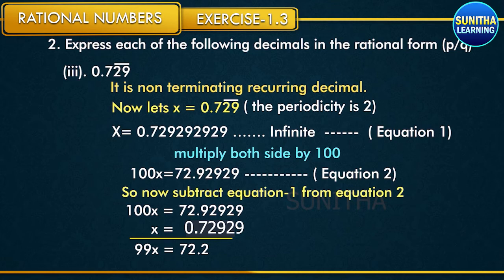So 100x minus x is 99x. So 99x is equal to 72.2. Then x is equal to what happened? 72.2 by 99. So again, if you remove the decimal, in the denominator 0 is added, which is equal to 722 by 990, which is in P by Q form. Clear?